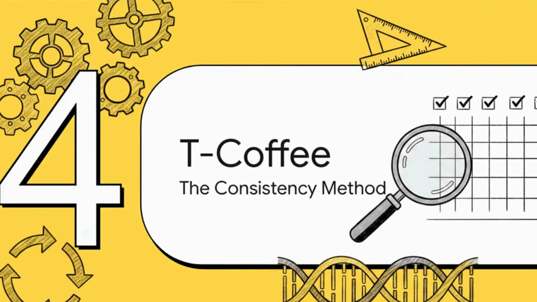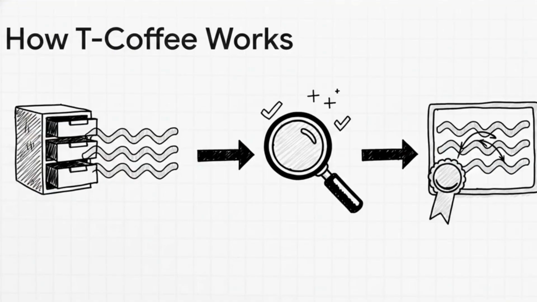Okay, on to our final contender, T-Coffee. If Muscle is the reliable all-rounder, you should think of T-Coffee as the meticulous perfectionist of the group. It uses what's called a consistency-based method to get the highest accuracy possible. T-Coffee's whole game is about confidence. First, it doesn't just rely on one type of pairwise alignment. It actually creates an entire library of them using different methods. Then, it sifts through that library and asks, how consistently does this one residue align with that other one across all these different attempts? If a pair lines up consistently, it gets a high confidence score. The final alignment is then built using only the most high-confidence, consistent pairings.